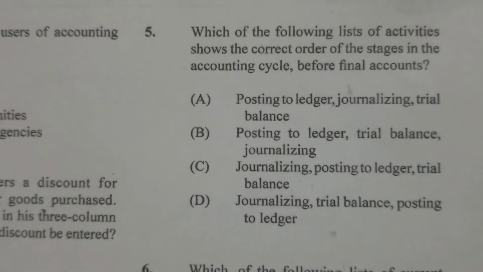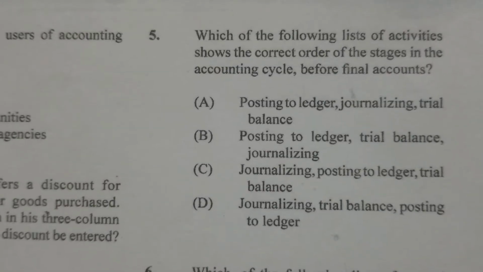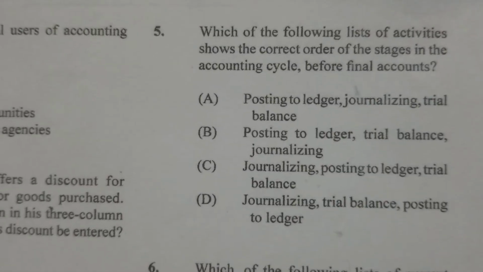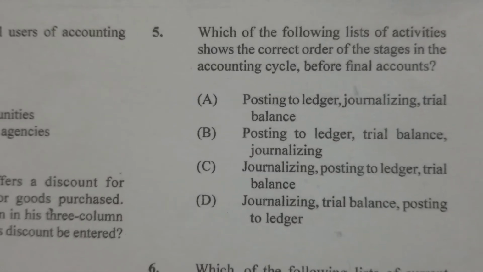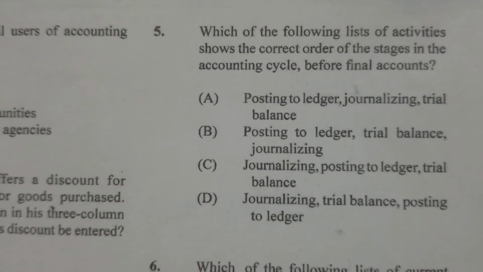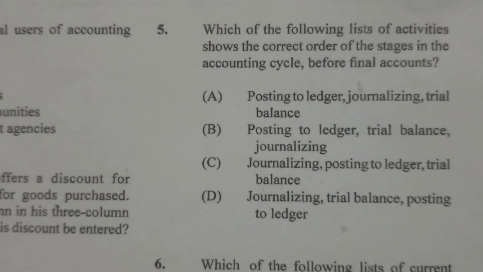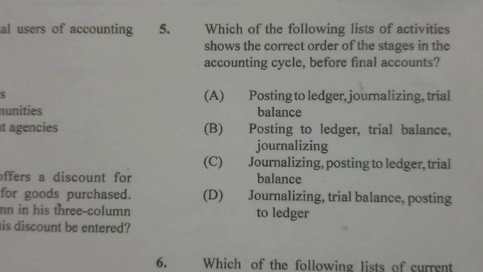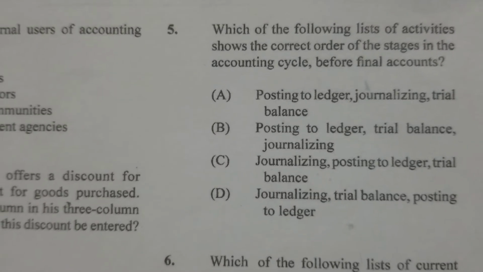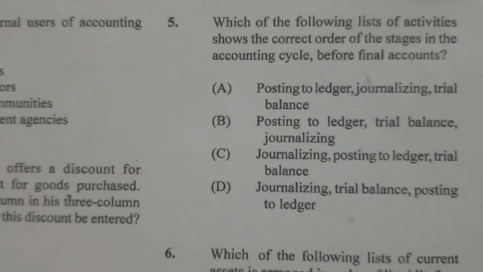Question 5. Which of the following list of activities shows the correct order of the stages in the accounting cycle before final accounts? Upon examining the options that have been given, C is the most appropriate answer. Why? We use the books of original entry or the journalizing first, then we transfer the information to the ledger, and from the ledger to the trial balance. So C would be the most appropriate answer.